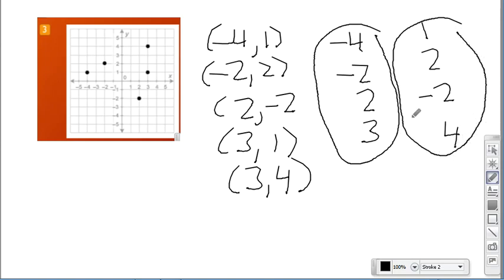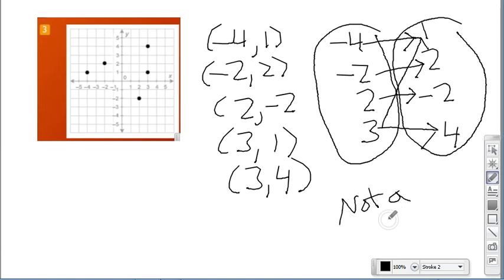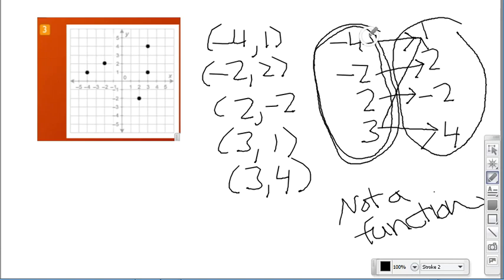Okay, so if we go ahead and pair these, the inputs with the outputs, -4 goes with 1, -2 goes with 2, 2 goes with -2, and then 3 goes with 1, and 3 goes with 4. Okay, so we would say that this is not a function, because remember, in order to be a function, each element of the domain has to be paired with only one element of the range.